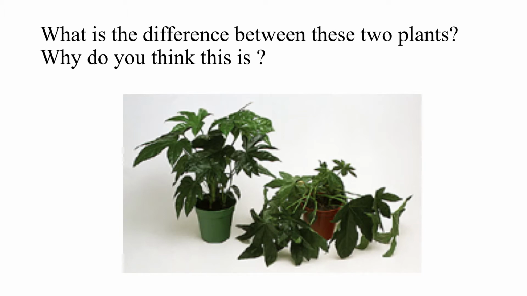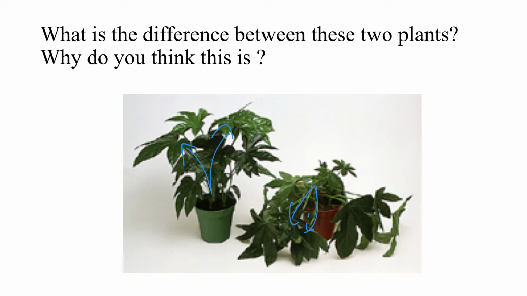So let's just start off by looking at these lovely plants, and the question is asking, what do you think the difference is between these two plants, and why do you think this is? Well, what do we notice about them? This one is all lovely and upright, and this one is all fallen down. And why might it have fallen down? It's fallen down because it doesn't have enough water.